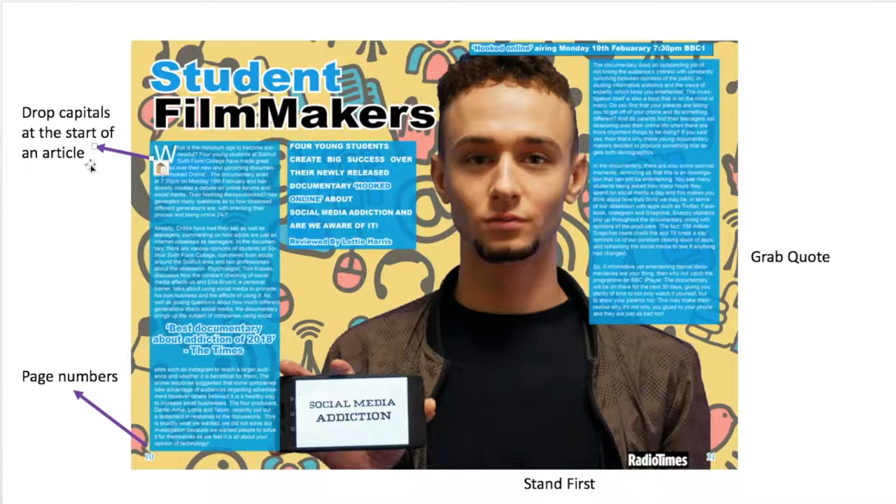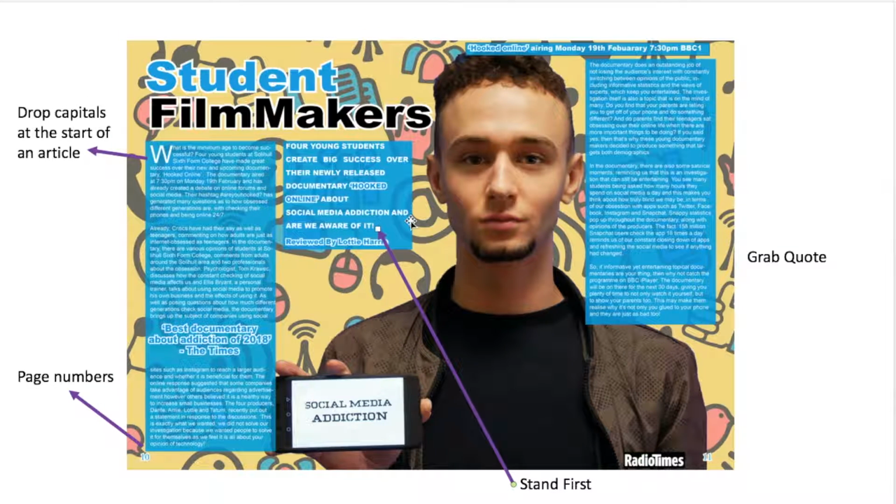The drop cap at the very start of the article makes our DPS more of a high standard and yet again looks more professional. The stand first gives information about the article, and when it says 4 young students create big success over their newly released documentary Hooked Online, this gives an enigma code to the audience from Roland Barthes' narrative theory, which makes them want to read the article and find out who the students are and what they've done.